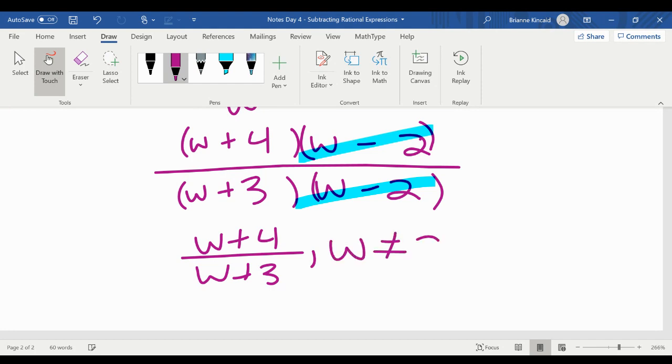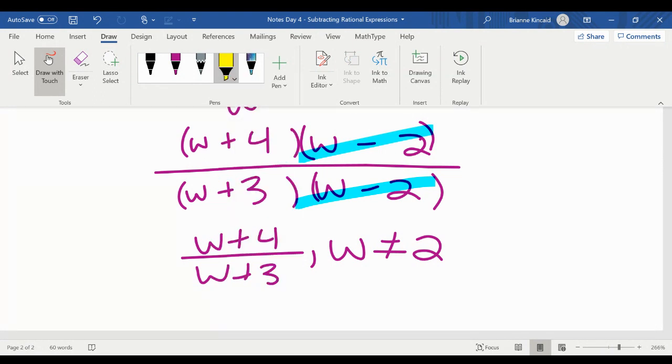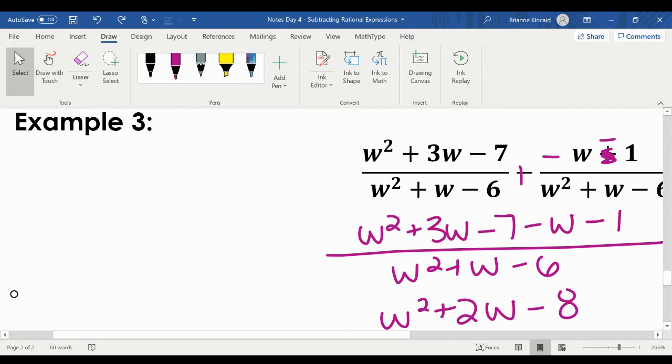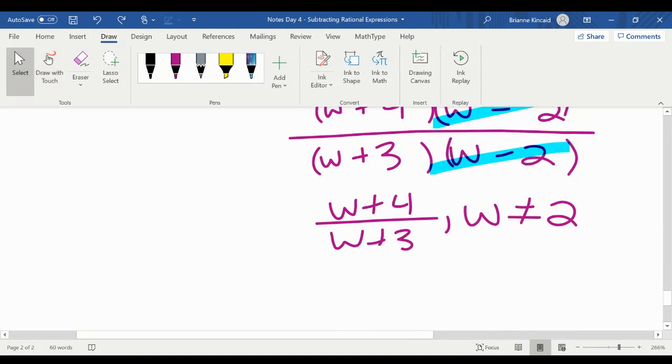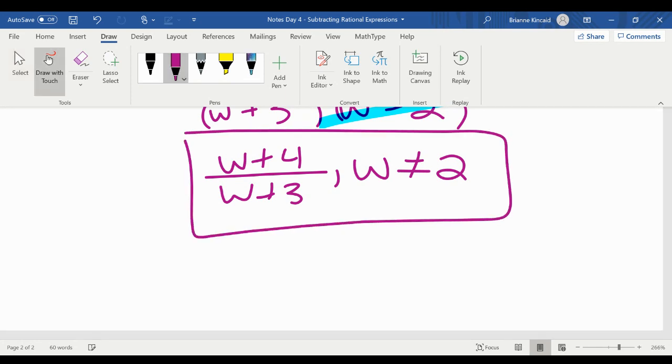with an excluded value of 2. Remember, I see a lot of people that think I have a w in the first position of both numerator and denominator, I can just cancel them. You cannot cancel within addition. Division does not go with addition. It only goes with multiplication. So in this case, this is your final answer.